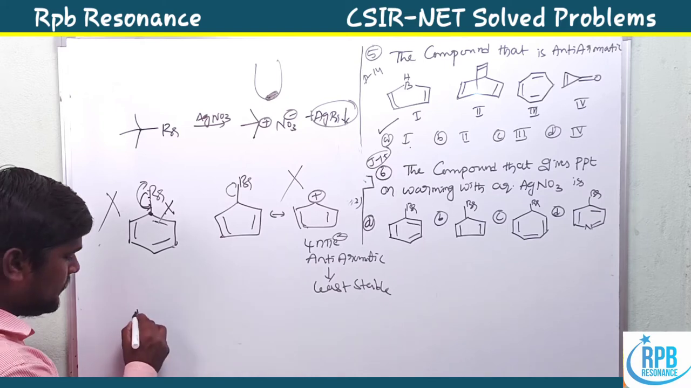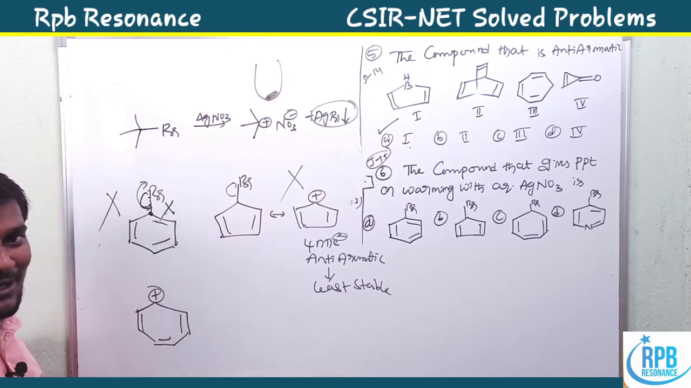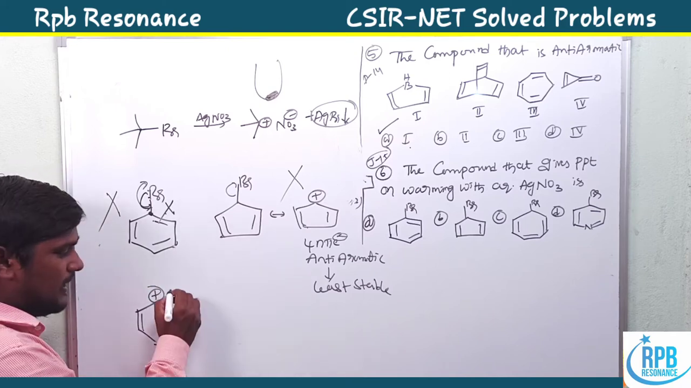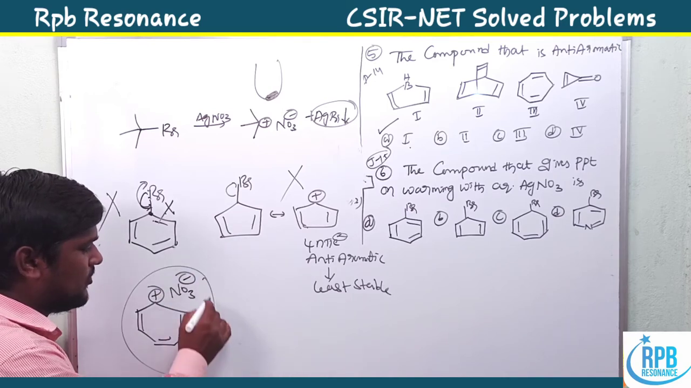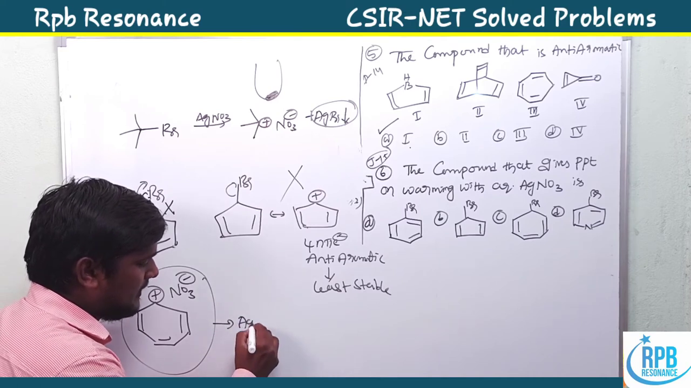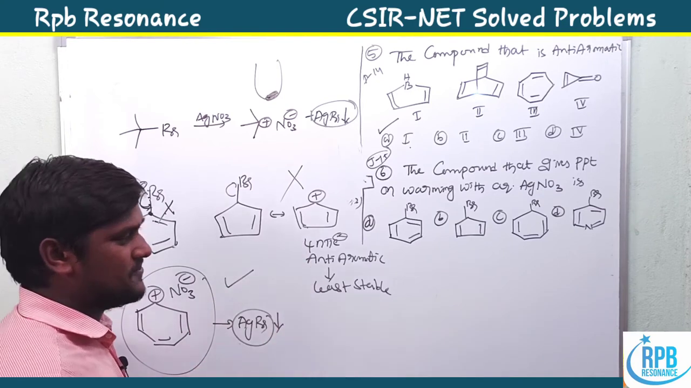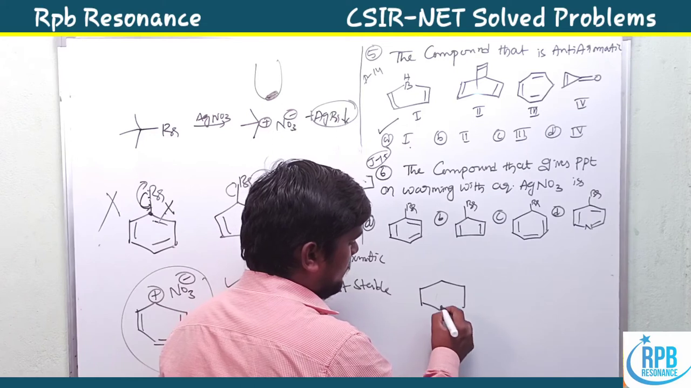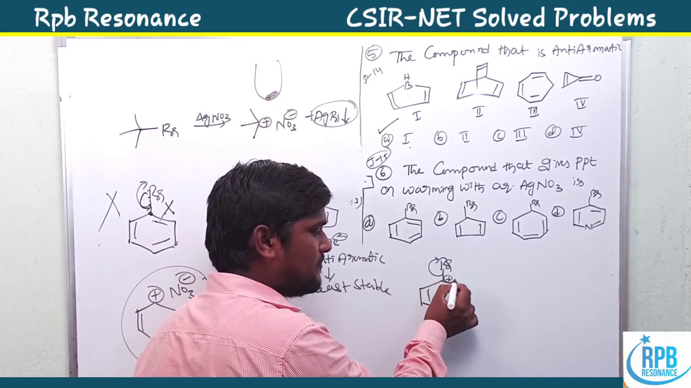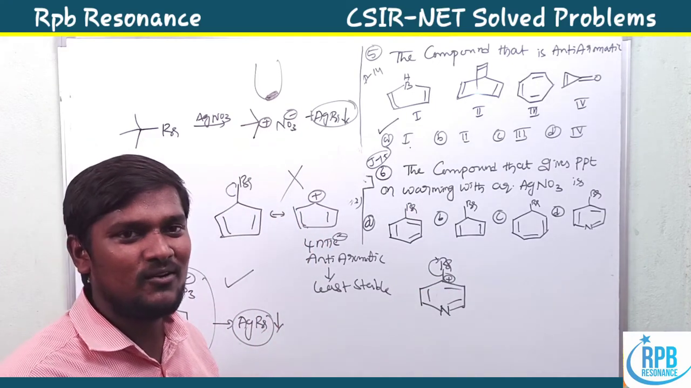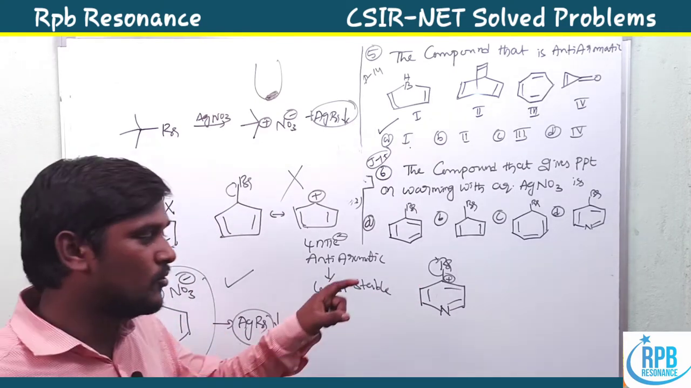Now option number C will produce a very, very stable carbocation called the tropylium carbocation, which is surrounded by the NO3 minus. This is the more stable carbocation, so it readily forms the AgBr precipitate. So this is the correct option. Now let us check the final option, 4-bromopyridine. If it creates a positive charge, there is more electronic cloud on the pyridine ring, so it cannot create the positive charge on the pyridine. That's why it cannot give the most stable carbocation.